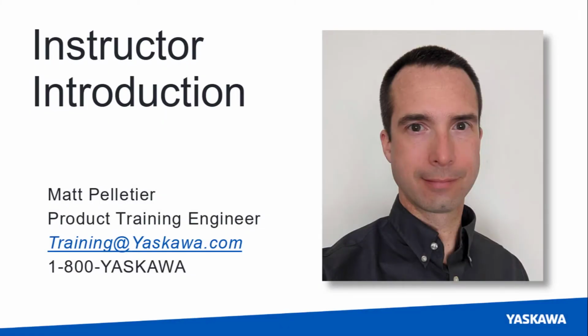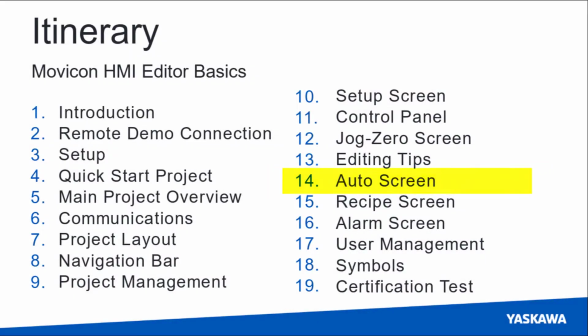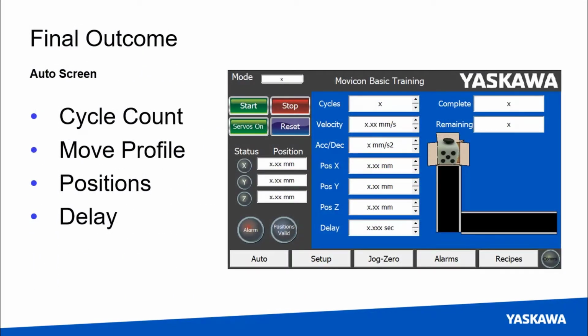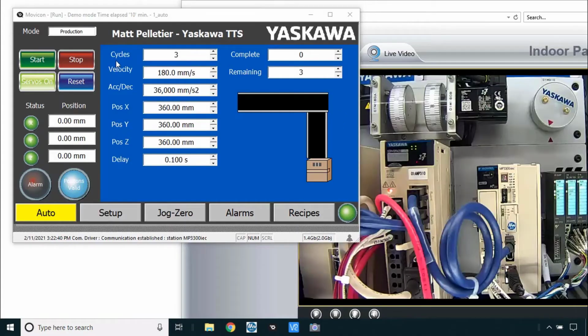Hi, I'm Matt Pelletier. For this video, I'm assuming you have already completed the previous videos in this series. In the auto screen, we'll have some control over the parameters of that move sequence we've been working with. The target number of cycles has been fixed at 3, and we'll be able to see the number of cycles complete as well as the number of cycles remaining.